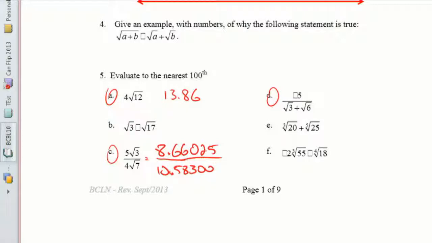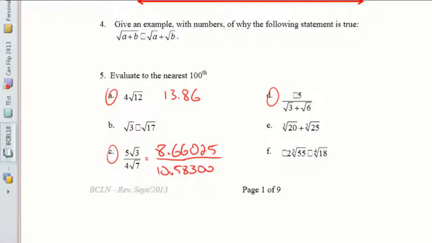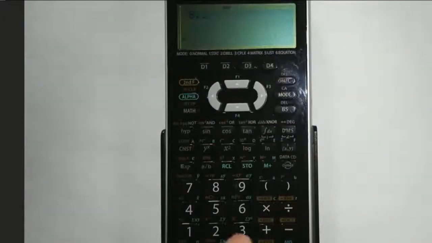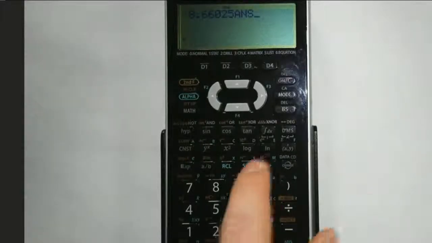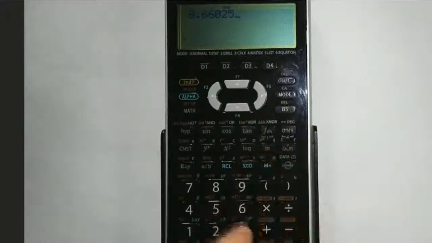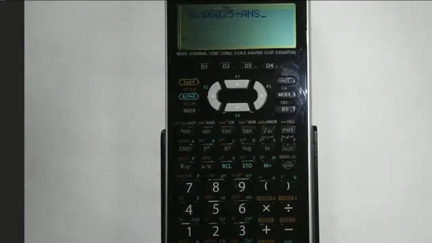As my second number, then I'm just going to divide these things. And I was showing somebody this fancy little button I have on my calculator. What I can do is, if I go back here, I got this 8.66025. So I'm going to go 8.66025. And then my calculator has this second answer, and I can just divide it by whatever the last answer that came up in my calculator was. So that was the bottom.